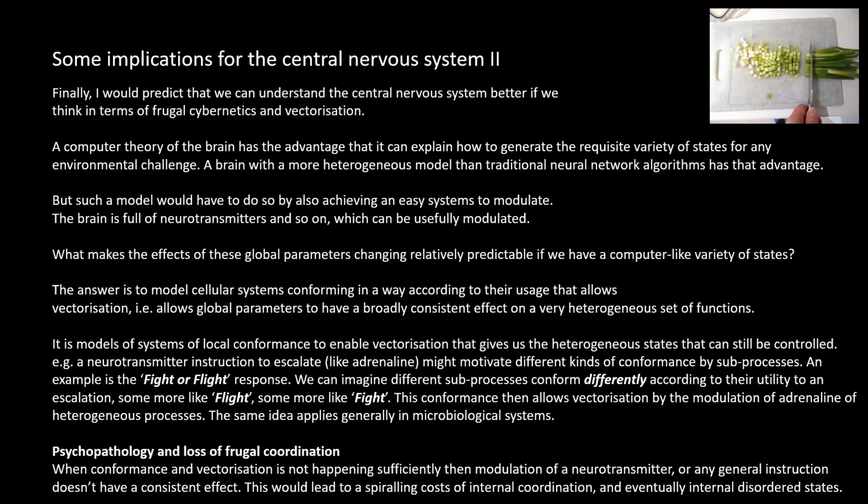And so it makes sense that this conformance pressure allows you to achieve that control and that vectorization of a very complex system. And so I think that this itself is interesting from a psychopathology point of view. If you're not able to vectorize sufficiently, if it's only fractional, then the costs of internal coordination become very high, and you get these disordered states. And the same idea applies in microbiological systems generally, where you have all these different hormones and different things, and you want them to move the whole system into a particular state, but you have these very heterogeneous processes. So again, vectorization by this kind of conformance that I'm talking about would enable that to happen.